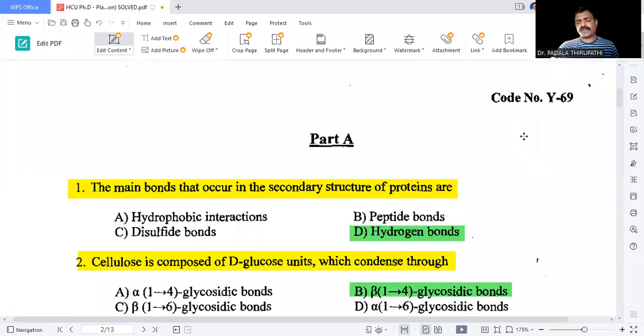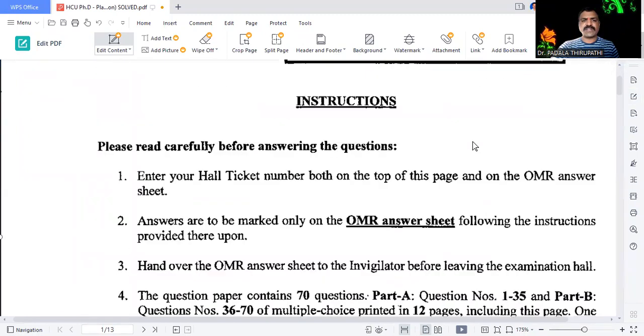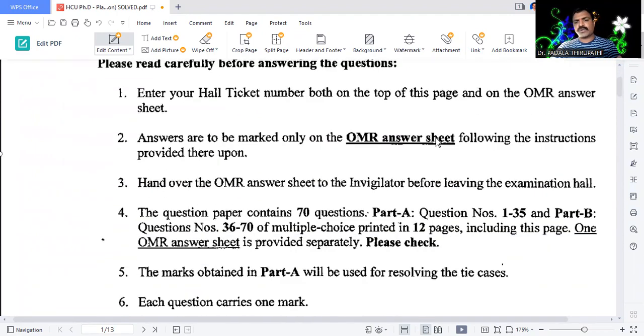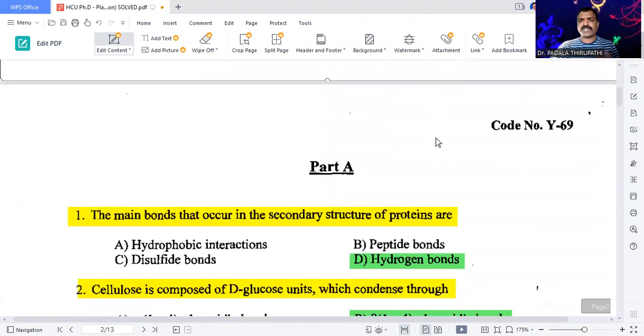So today we are going to discuss the solution of the previous PhD entrance examination which the Hyderabad Central University conducted in 2020-21. This paper contains 70 questions. Among these 70 questions, 35 questions are related to Part A and 35 questions are related to Part B. So this is the 2020-21 question paper, conducted in the 2020 cycle.